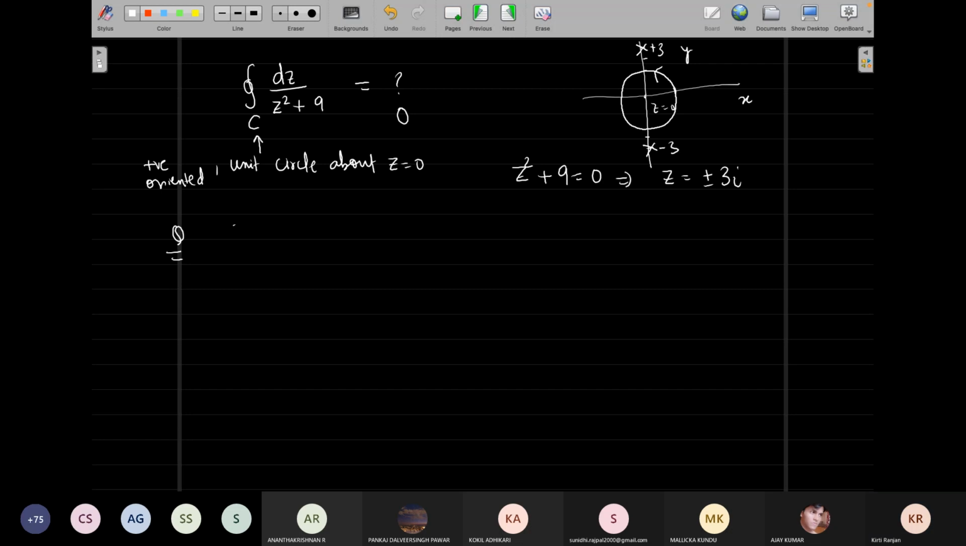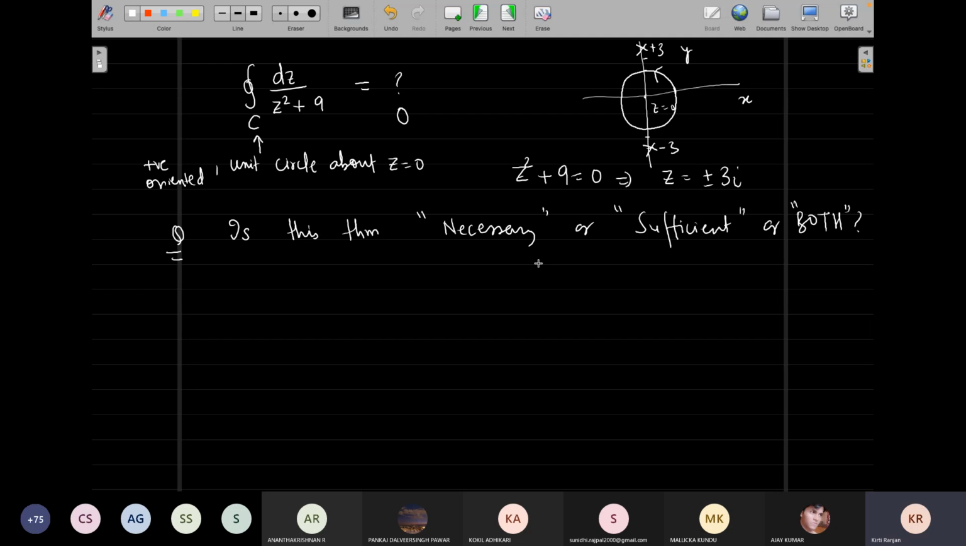Question: is this theorem necessary or sufficient or both? So what is the question? Let me just rephrase it.